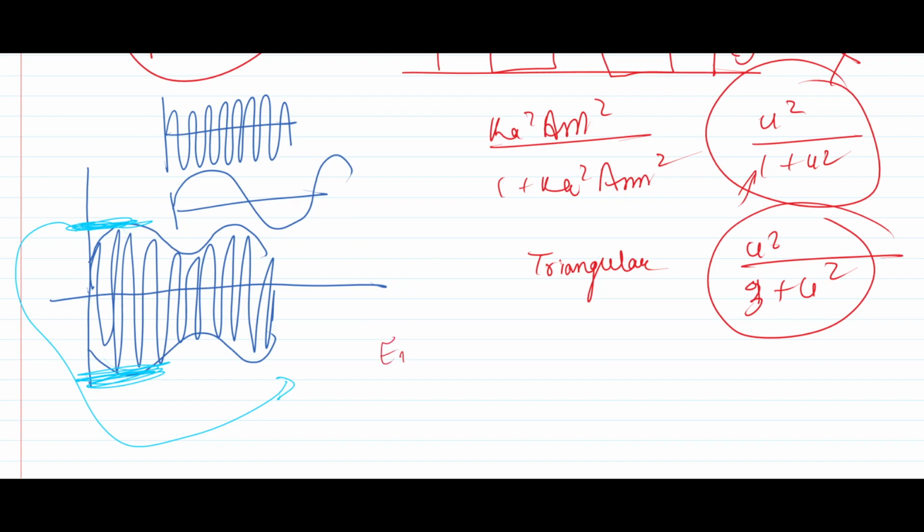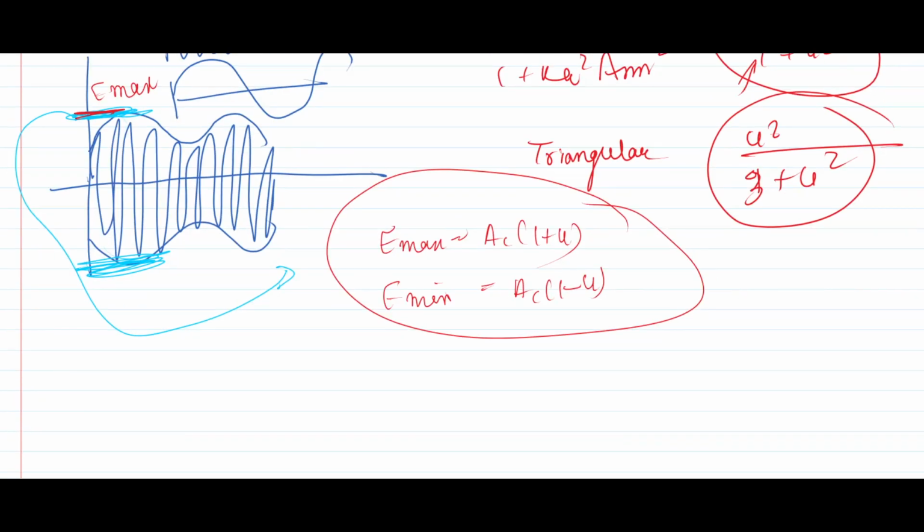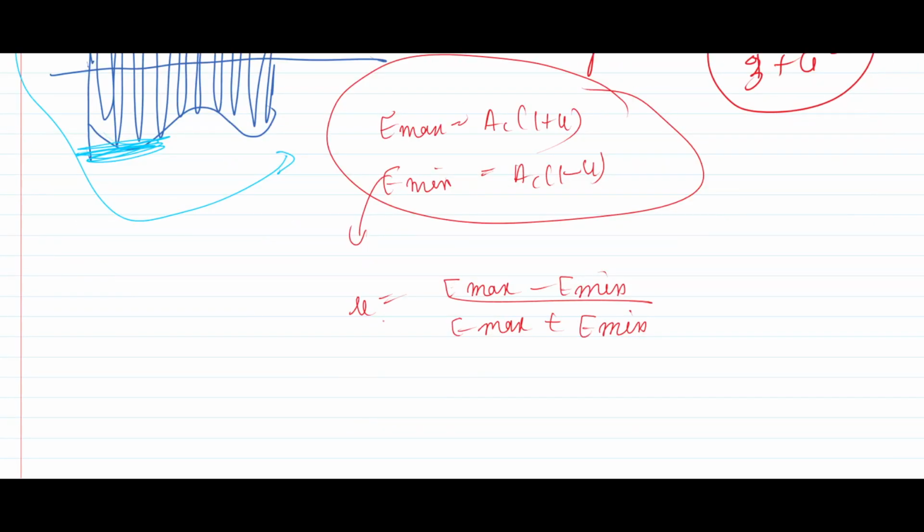The maximum value would be Emax equal to AC times 1 plus mu. Similarly, the minimum value would be AC times 1 minus mu. This is very important to remember, Emax and Emin. And you can also calculate mu from this, which is Emax minus Emin divided by Emax plus Emin. Mu is a very important part for a particular AM signal.